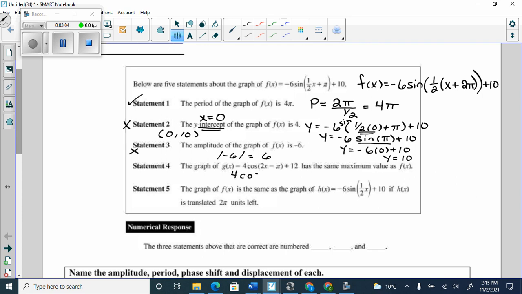Statement 4, the graph of 4 cos, I got to pull that out of there. 4 cos (2x minus π over 2), because you have to take out a 2, which is division of 2, plus 12, has the same maximum. I actually didn't need to do any of that. Because maximum, how do I find a maximum? D plus amplitude. So the max for this one is 12 plus 4, which is 16. What's the maximum for this one? Yeah, 10 plus 6, which is 16. Boom.